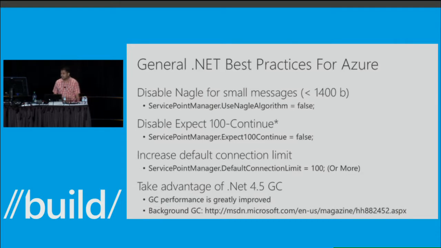If you're running out of connection limits, the other thing I would really call out here is to take advantage of .NET 4.5. It especially has the new background server GC, which is pretty awesome. Even the other GCs have increased in performance quite drastically. So I would recommend switching to 4.5.